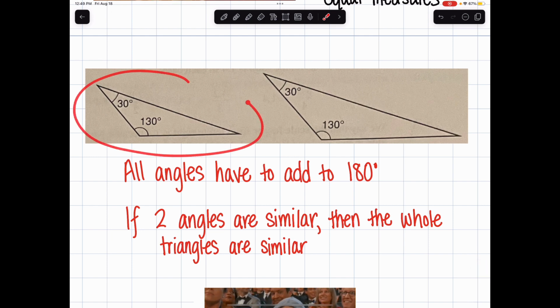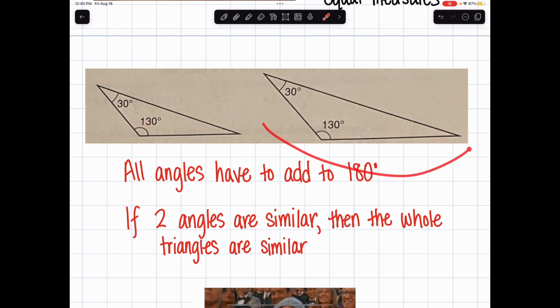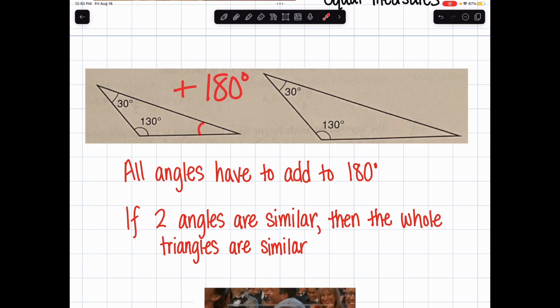Let's look at an example here. We have this triangle on the left with a 30-degree angle and a 130-degree angle. And on the right, we made a bigger triangle with a 30-degree angle and a 130-degree angle. Now, the special thing about triangles is that all of their angles have to add up to what number? They have to add up to 180 degrees every single time, right? So if we add these up, 130 plus 30, we get 160. We know automatically this other angle is going to be 20 degrees, and it's going to be 20 there.